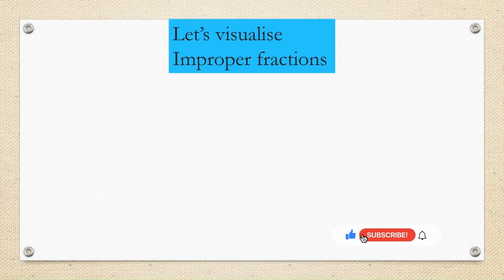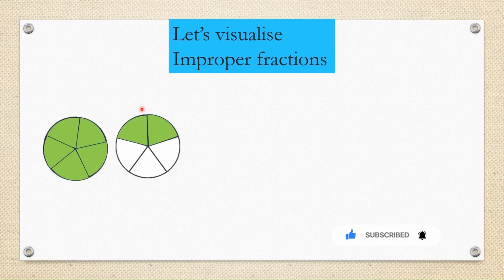Now let's visualize improper fractions. For that, consider two circles like this. Now one is fully shaded, and in the other only two parts are shaded. That means what will be the fraction? Now here 5 parts and here 2 parts. So the fraction is 7 by 5. Now in 7 by 5, the numerator 7 tells us 7 parts of something and 5 tells us that the whole has been divided into 5 equal parts.